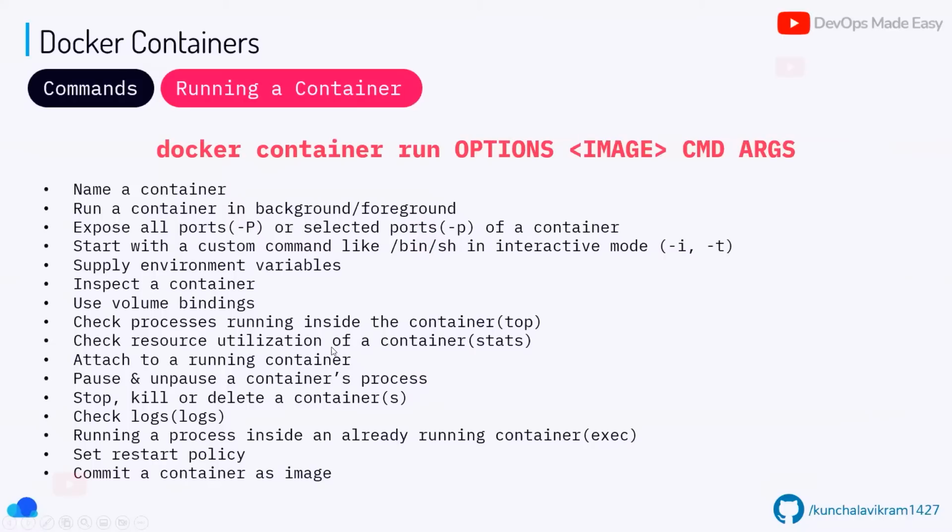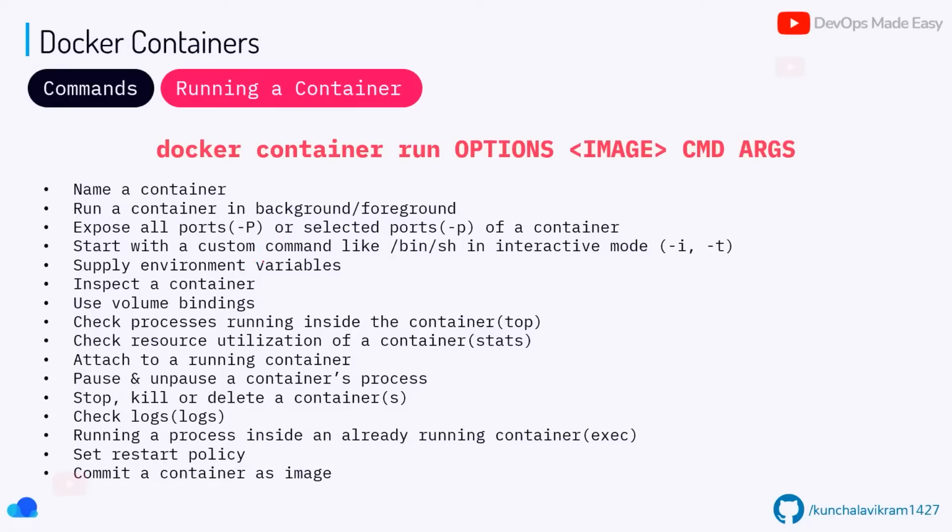Covering them in a single session is not possible, so we are going to cover them in a couple of sessions. When you're running a Docker container, what options can you give? There are plenty of them. You can name a container when you're running it. You can run a container either in foreground or background. You can expose a container port on your machine. I'll tell you what that expose is and why we use it. And then you can supply some environment variables when you're running it.